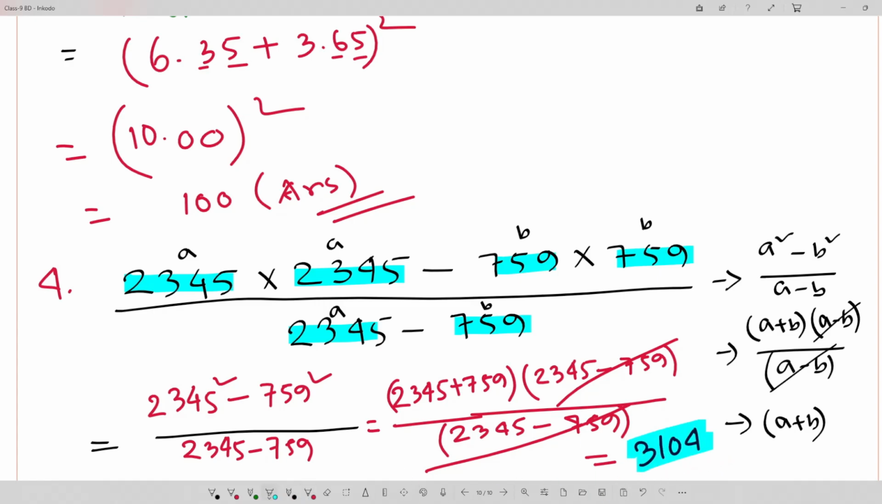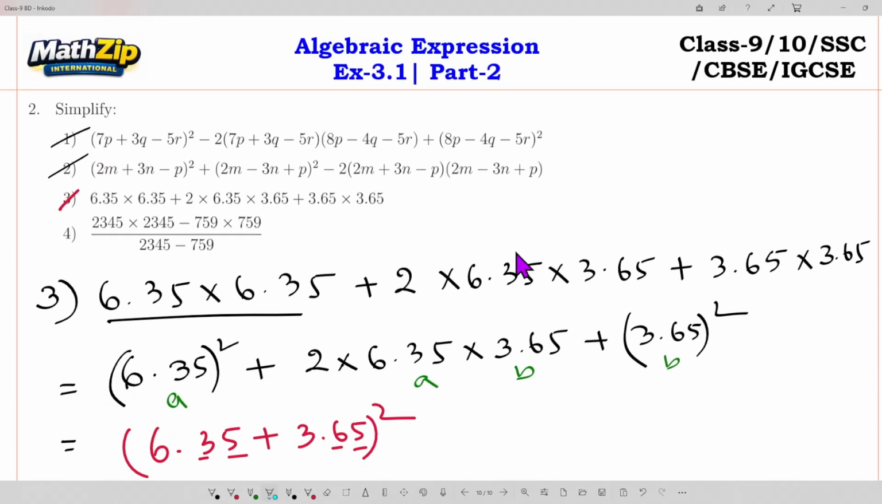Okay, so very simple. After this we have completed question 4 and the part 2 simplification is also complete.